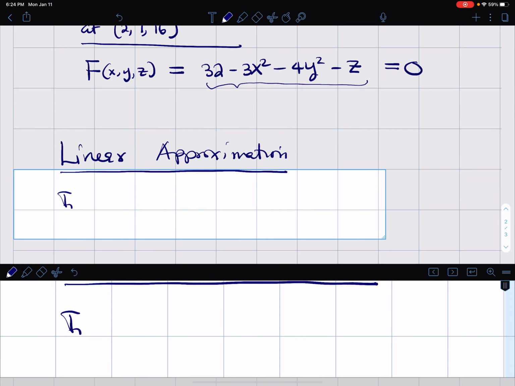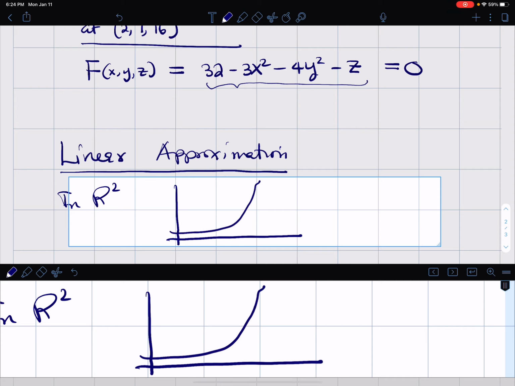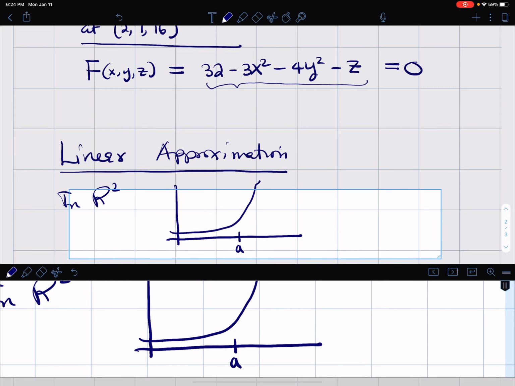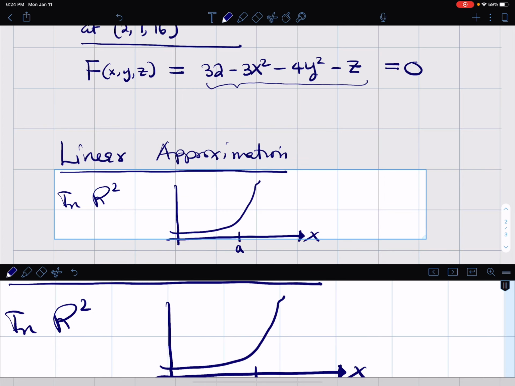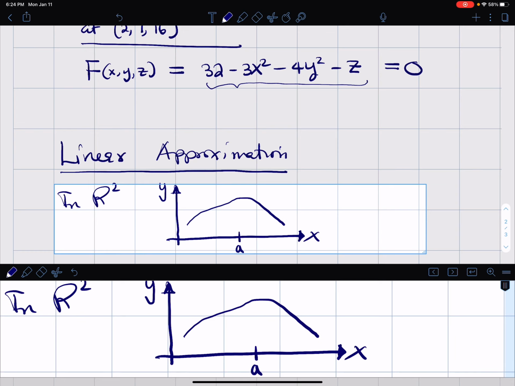So in R2, if you have a function of one variable, say you have this function, this is a curve, all right? And you have a point, say A, and this is your x-axis and this is your y-axis. Let me make a curve, something like this, okay?